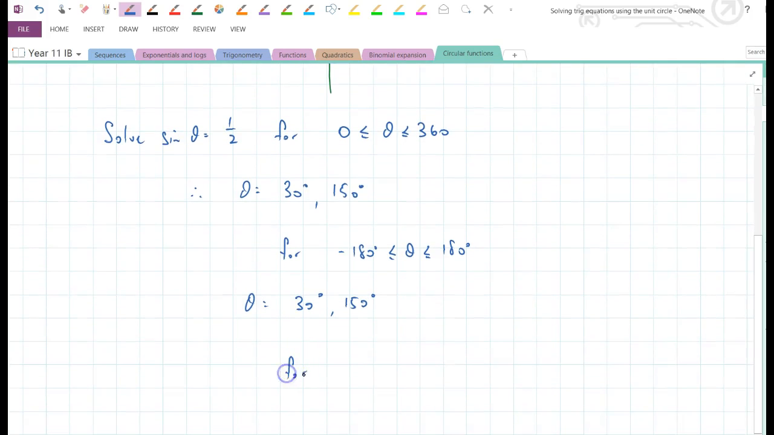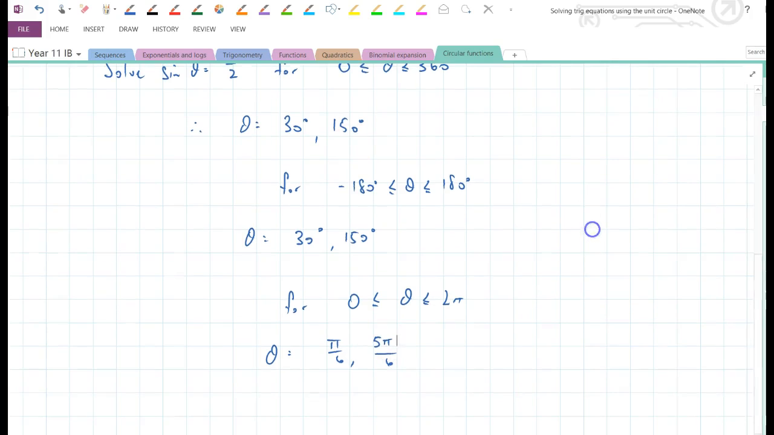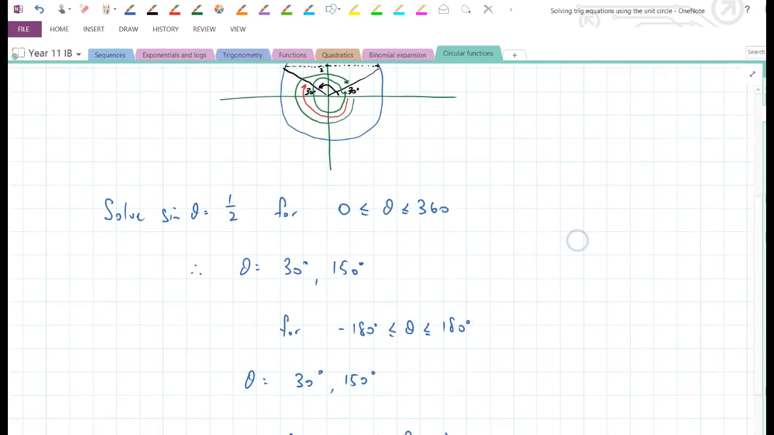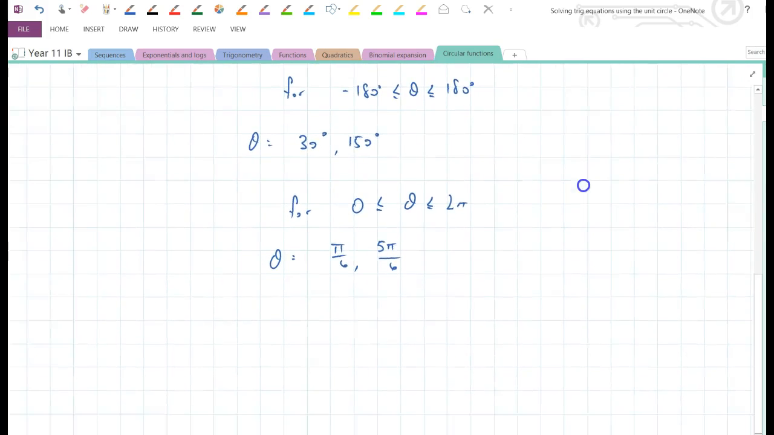We could be asked to find it in terms of radians, so 0 to 2 pi, and if we were, then we need to give our solution in radians, which would be pi over 6 for 30, and for 150 would be 5 pi over 6. So we need to reflect. There would be no point putting down degrees if they were in radians. That would be poor form.